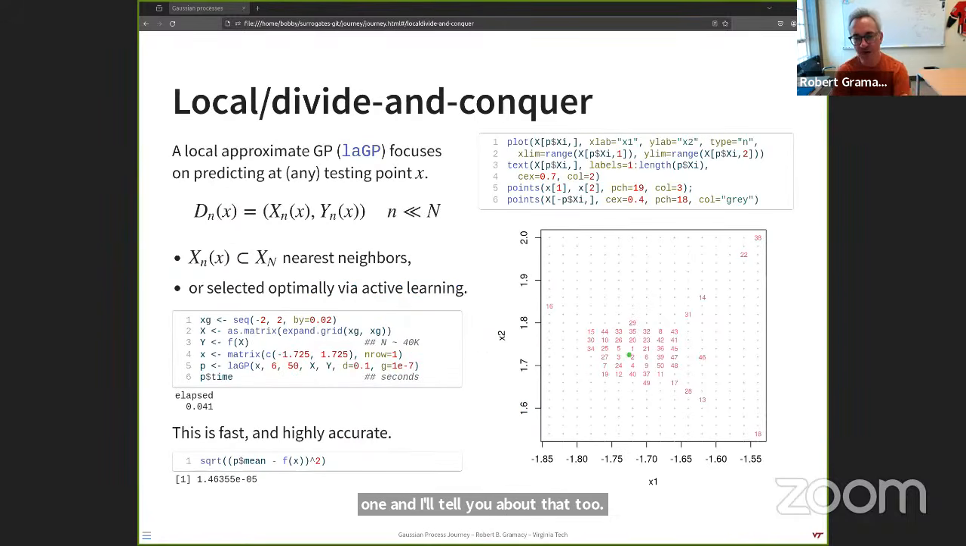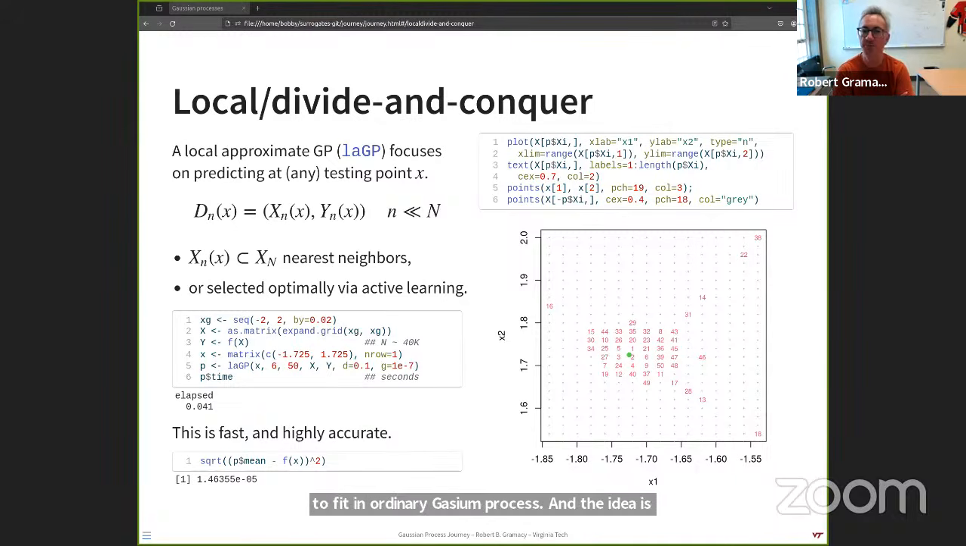Okay, so the first idea, I call this local approximate Gaussian processes. So this is where the acronym LAGP comes from, which was the name of the software that we used earlier to fit an ordinary Gaussian process. And the idea is really simple.